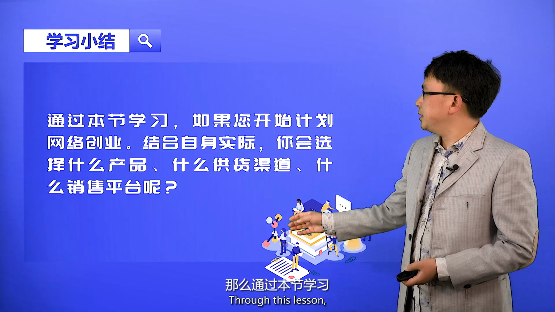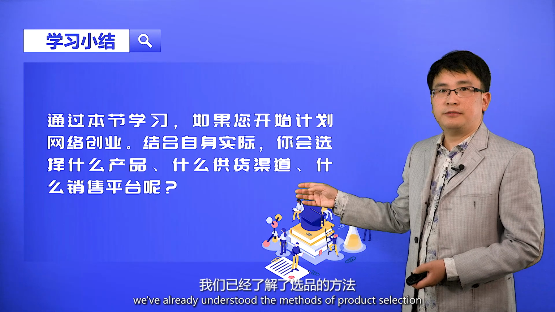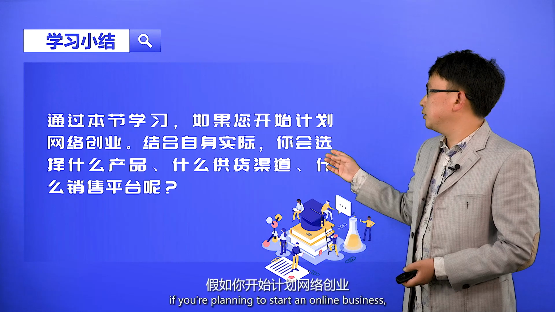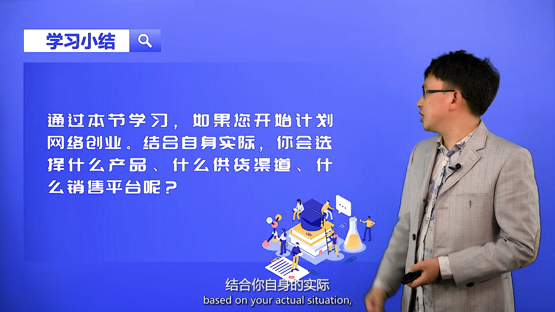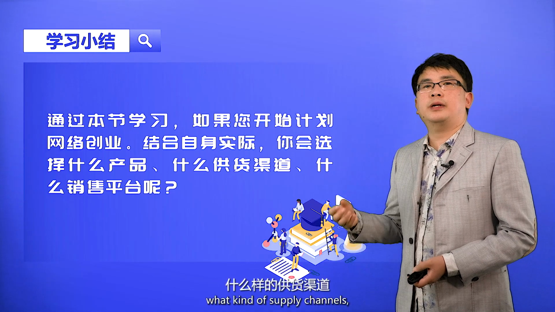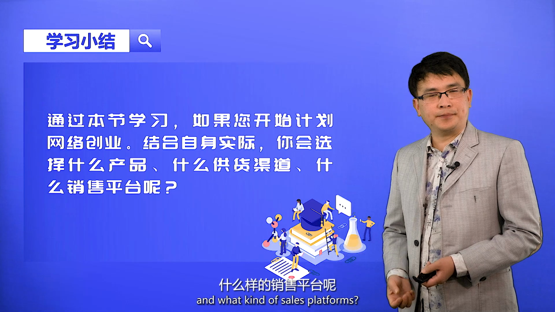Through this lesson, we've already understood the methods of product selection and the channels for sourcing. Now, let's consider, if you are planning to start an online business based on your actual situation, what kind of products would you choose? What kind of supply channels? And what kind of sales platforms?